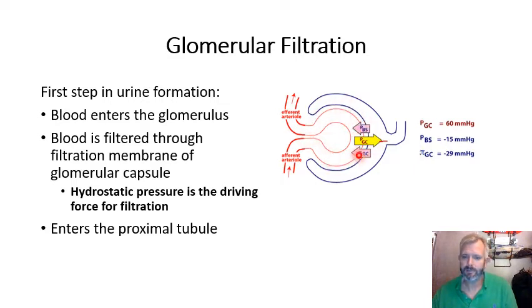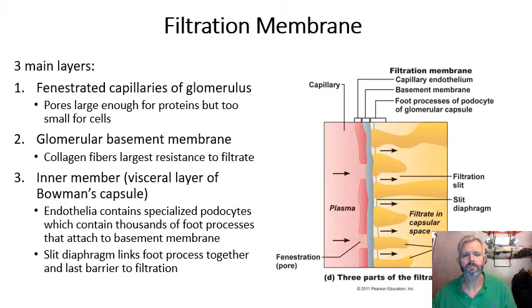Okay, so let's look at this arrangement here. Again, this is a capillary bed, the glomerulus, and it's going to be wrapped by this visceral layer of the Bowman's capsule. Right. And so that union between the glomerulus, the capillary bed, and the Bowman's capsule, we form this filtration membrane. Okay, there are three main layers.